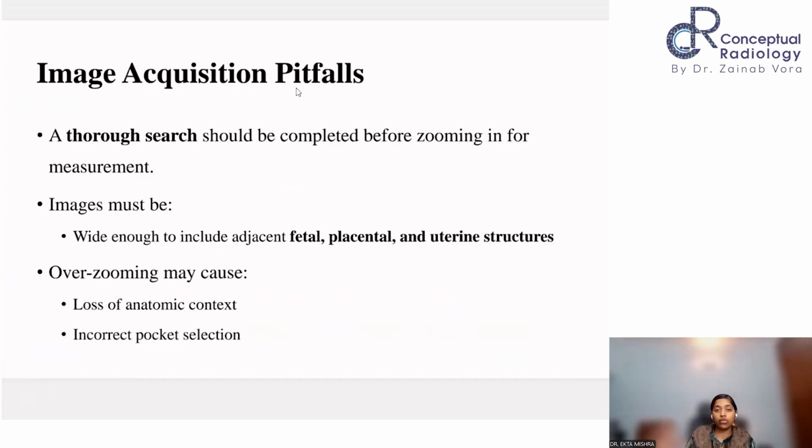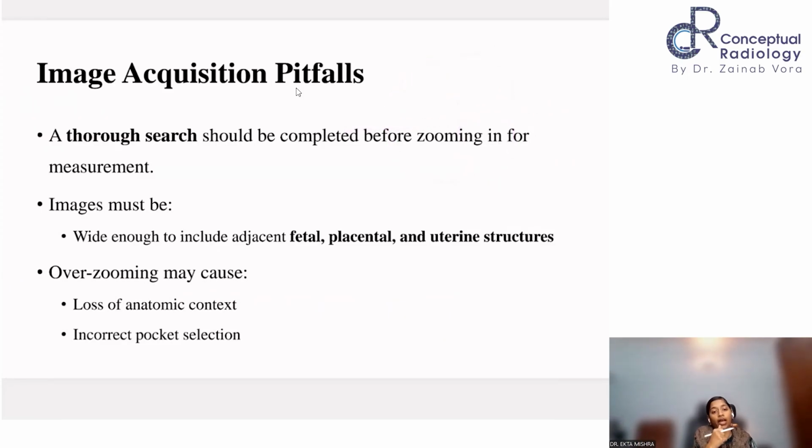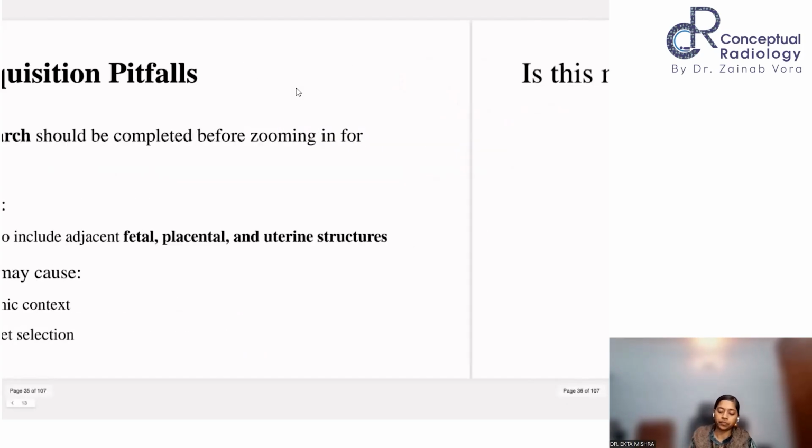Always a thorough search through the entire uterus should be done before selecting the pockets. And then you can zoom in, zoom out. If you do over zooming, then either you can lose the context about the area that you are measuring, or you can incorrectly select the pocket.